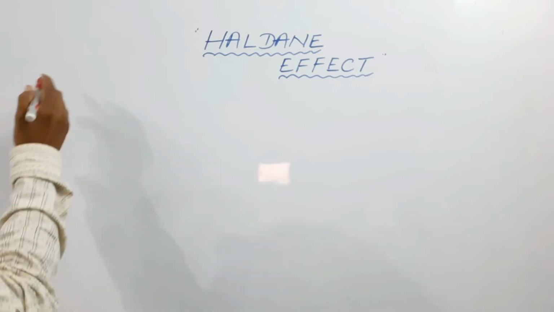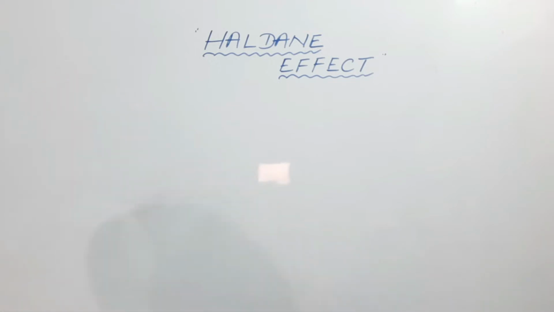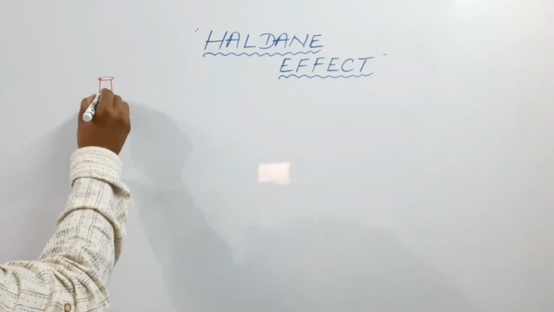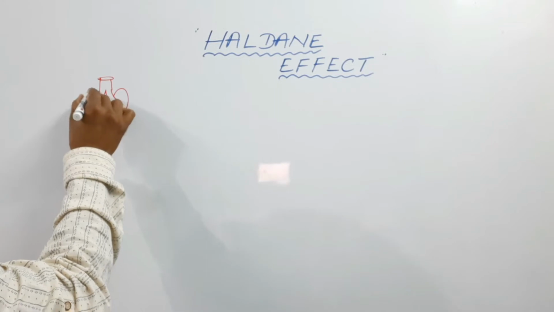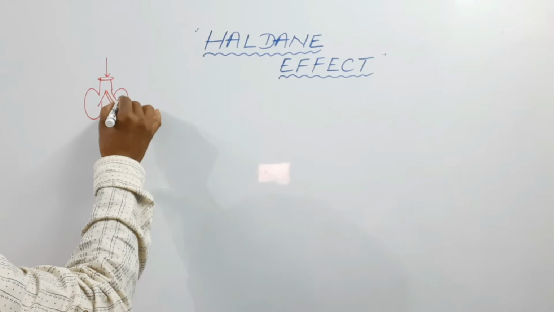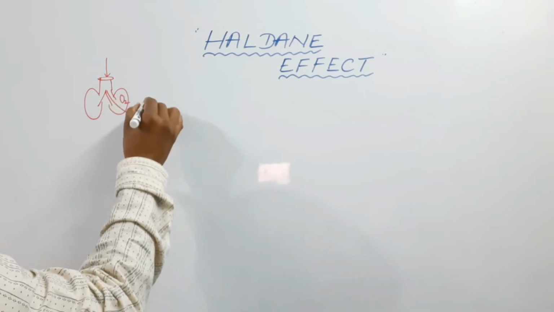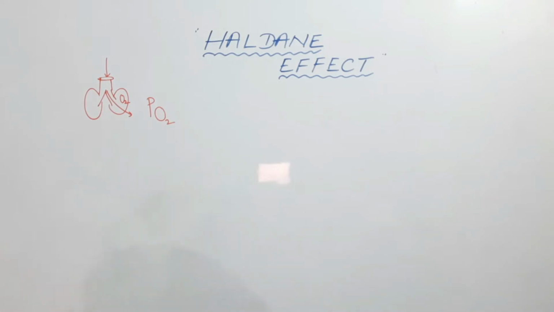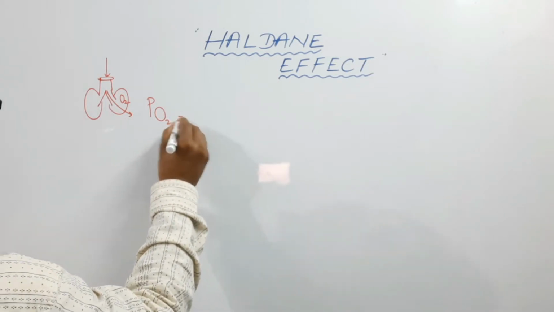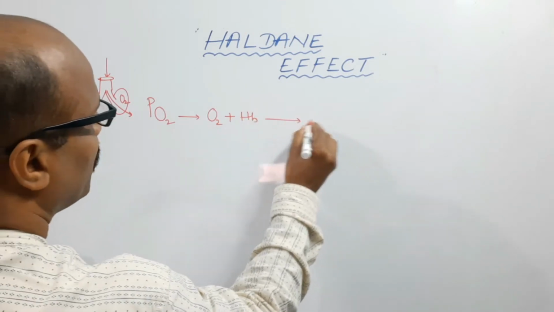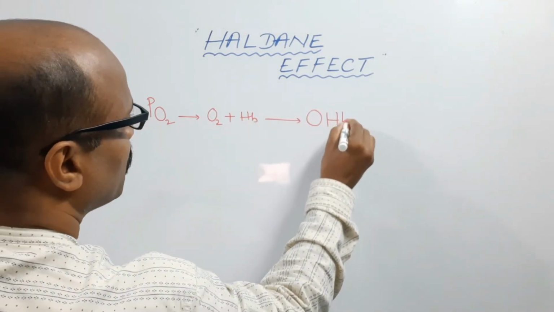Suppose that this is the lungs. Inside the lungs, with inspiration, there is the entering of oxygen, which increases the partial pressure of oxygen. With the increasing partial pressure of oxygen, the oxygen combines with hemoglobin and forms oxyhemoglobin.